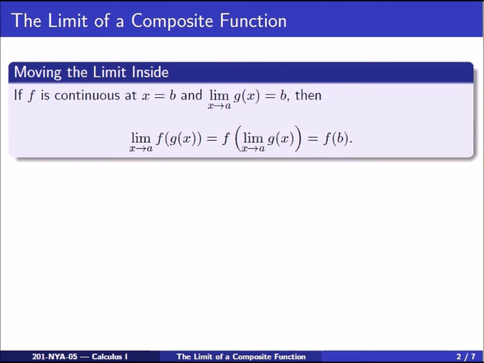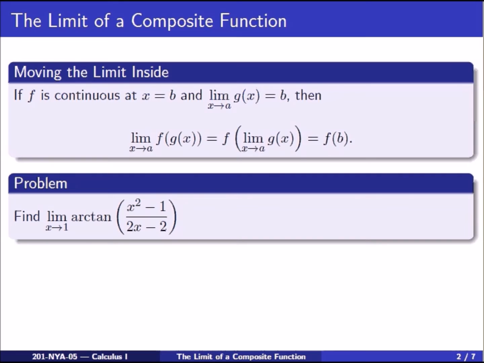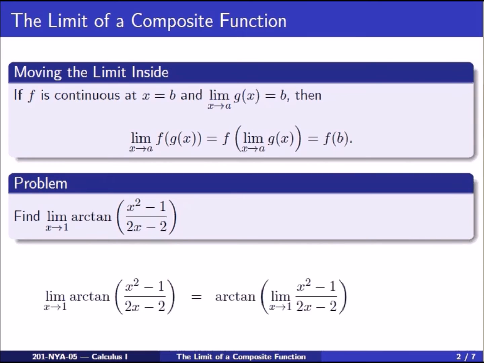So as an example, here's the following limit. I have the limit as x approaches 1 of the arctan of a rational function. Now arctan is a continuous function everywhere. So if the limit of what's inside the arctan exists, I will be able to basically evaluate this limit by just taking the arctan of that limit. So let's take a chance and plug in the limit inside the continuous function arctan.